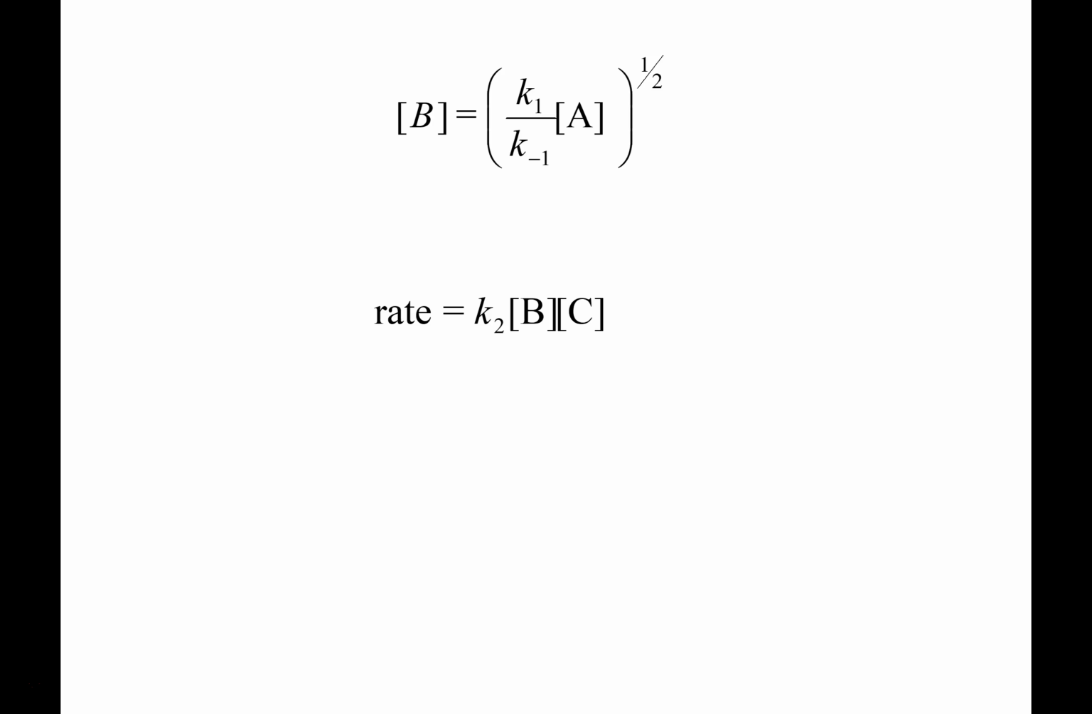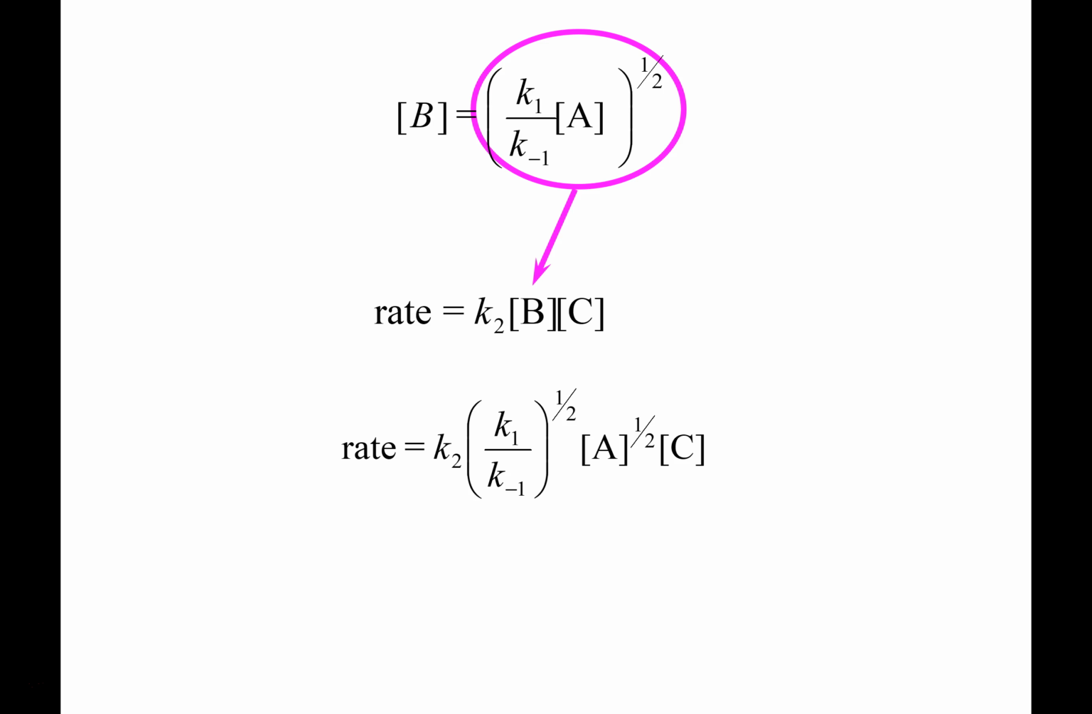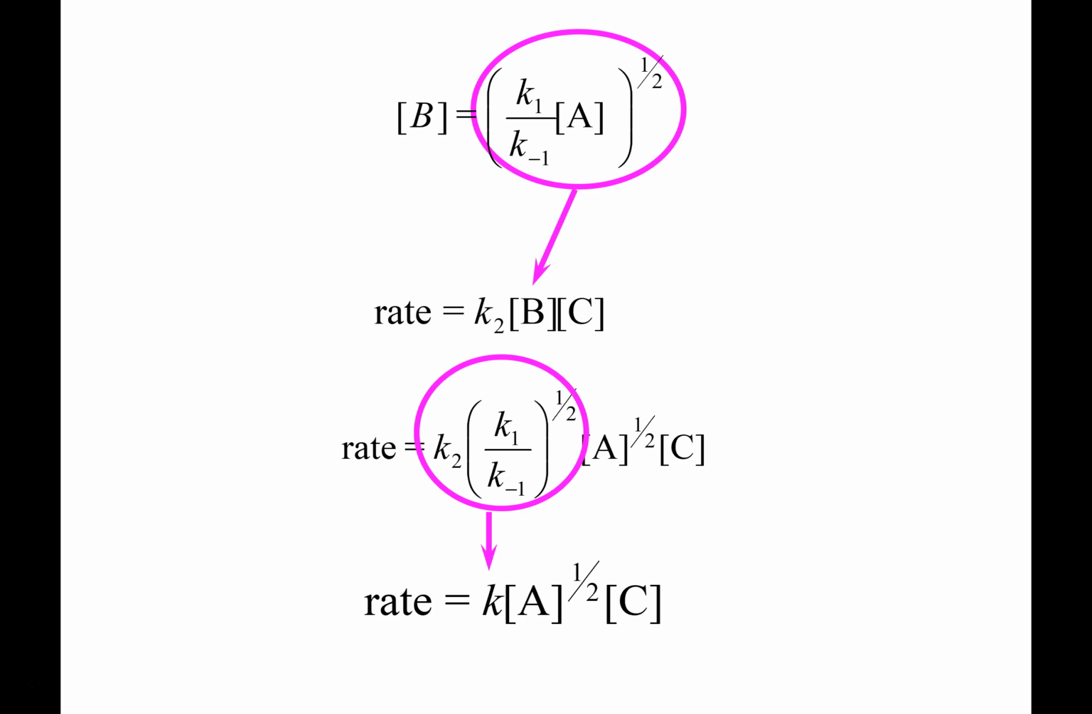So if we take this quantity and slide it right there, combine our K's, you end up with this, where the rate is equal to rate law constant K, and K behind the scenes is really K2 times quantity K1 over K minus 1 raised to the 1/2 power. It's all in our K. Molar concentration of A raised to the 1/2 power times the molar concentration of C. So that's how you can actually get a half reaction order.